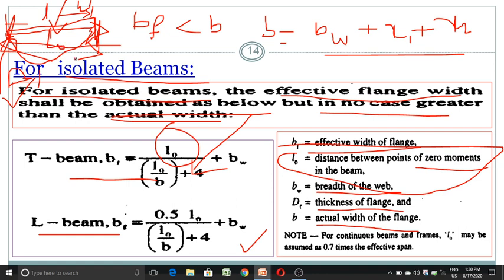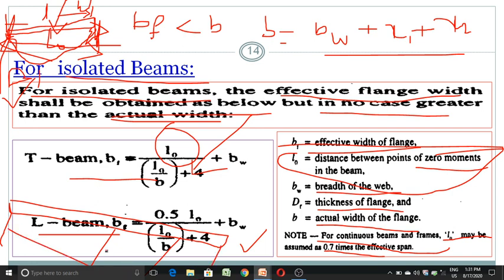I think you understand this. And this is for a simply supported beam. And if you have a continuous beam, or a continuous slab with multiple supports, then the code suggests that for a continuous beam or frames, L naught may be assumed as 0.7 times the effective span. What do you mean by this? I will draw a continuous slab here, with support 1, 2, 3, and 4. It has span 1, span 2, and span 3. They are called effective spans.